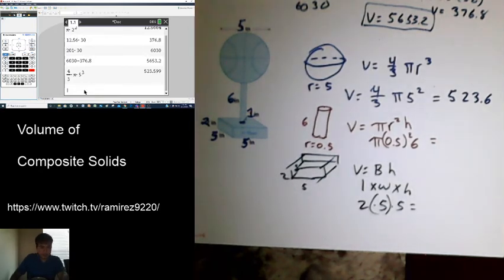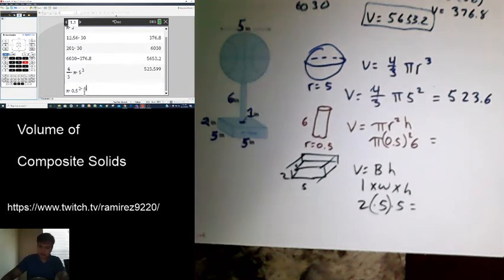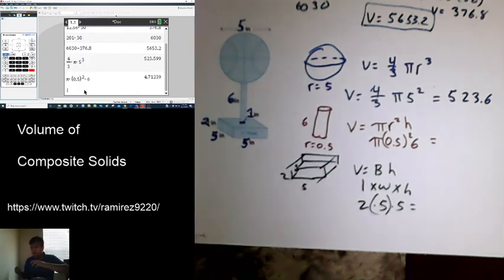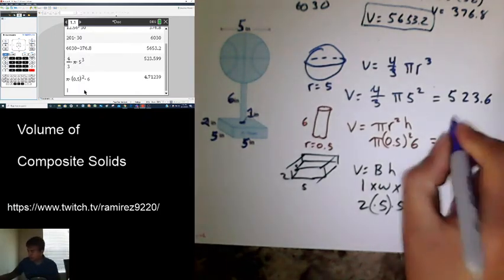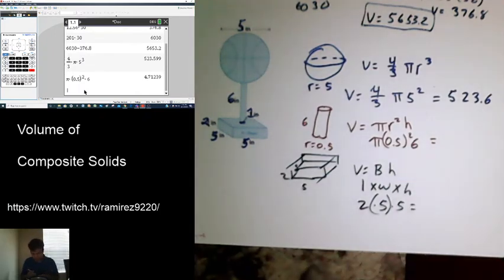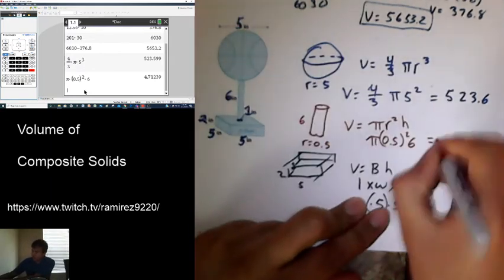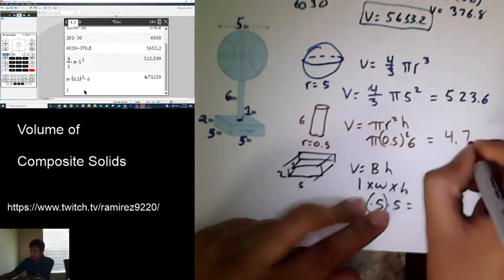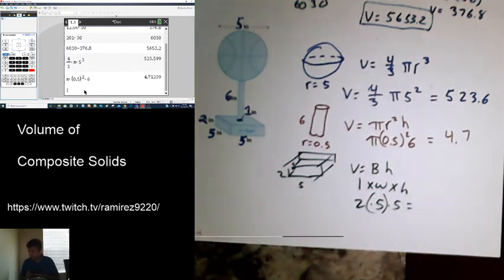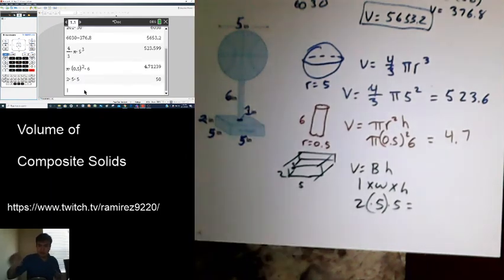The next one gives me pi times 0.5 squared times 6. So this one gives me a volume of 4.7. This one's small, but that's normal because the radius is really tiny. 4.7. Again, units cubed. And then for the other one, it's just 2 times 5 times 5.